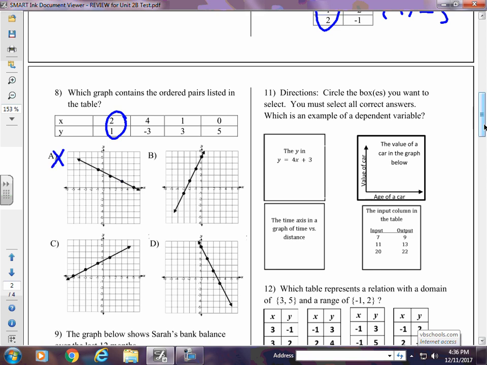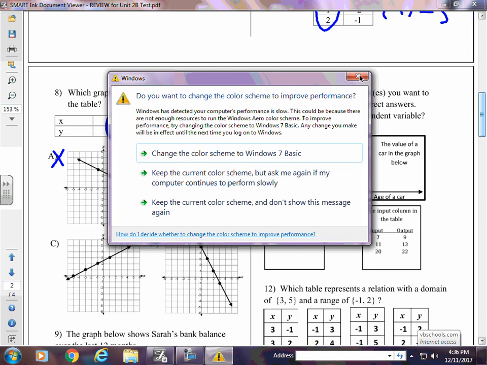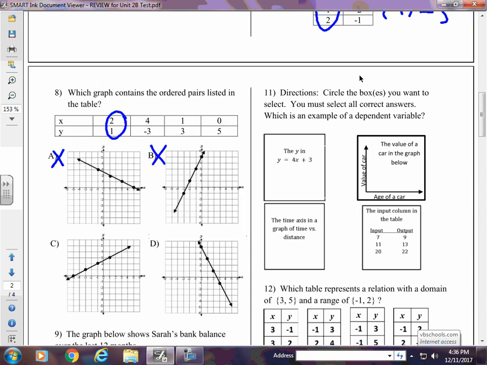If you go to letter B, right 2, up 1, there's no dot over there in the first quadrant, so B is out. Go to letter C, go right 2, up 1, again, no dot there. So by default, it's going to be letter D, but check out all the spots. Right 2 and up 1, there's the dot. Then you want 4, negative 3, 4 to the right, down 3, that's on the line.